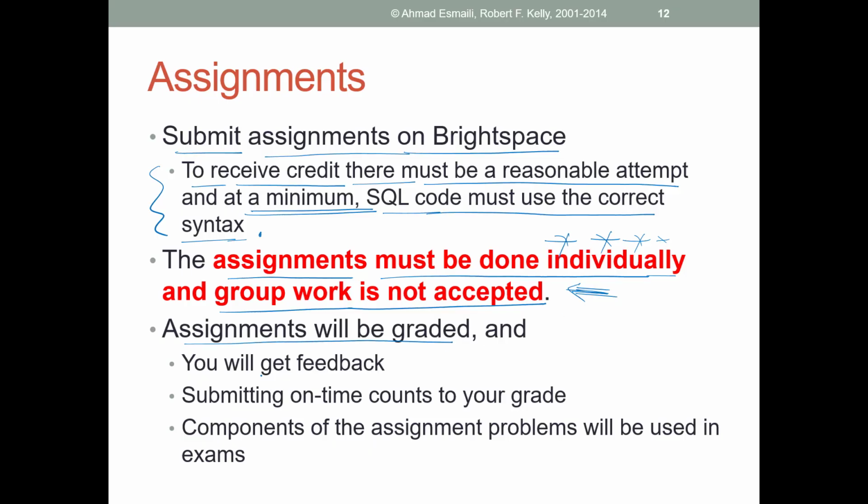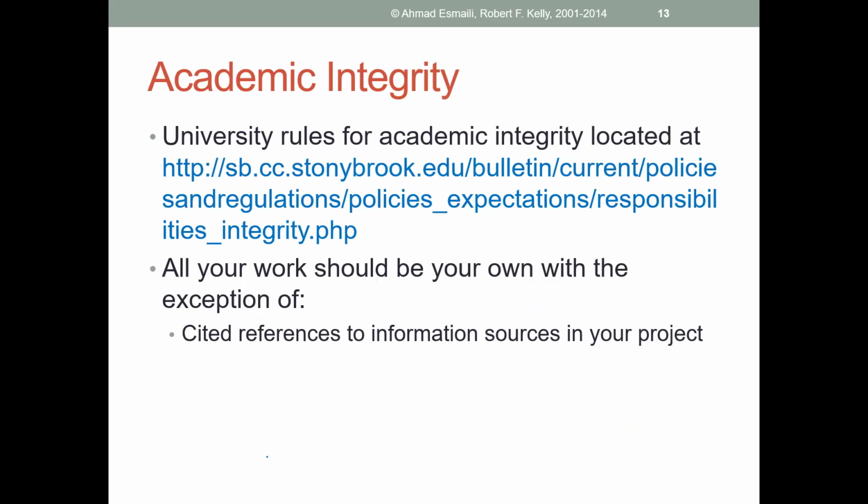Assignments will be graded and you will get the feedback. If I'm deducting the points, I will tell you why I'm taking your points off. You should submit on time, because if you do not submit on time, then yes, you will not get credit for the assignments. Components of the assignment problem will be used in the exams. Therefore, you should do your assignment yourself.